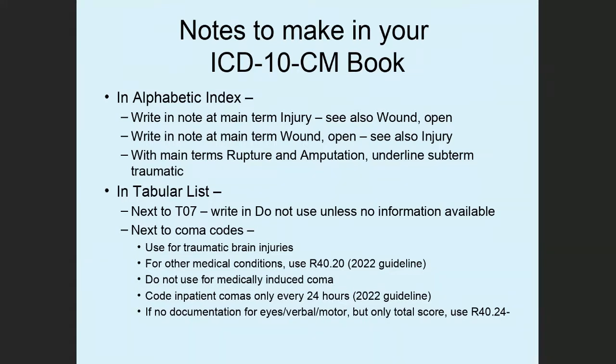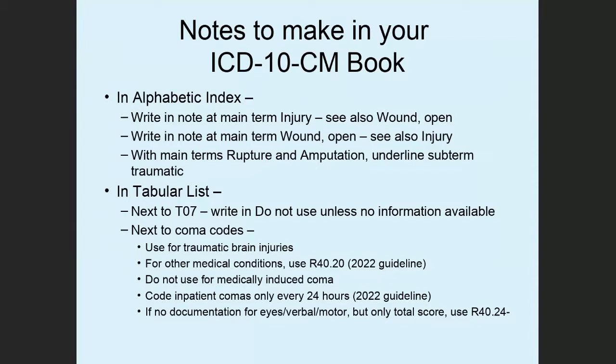With the main terms rupture and amputation, underline the subterm traumatic. You want to make sure, if you're looking for an injury, that you have a traumatic rupture, a traumatic amputation, not something that's surgical. In the tabular list, right next to code T07, write in "do not use unless no information is available."